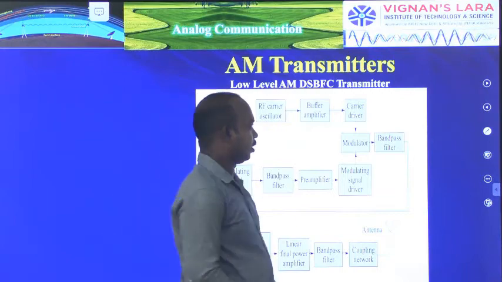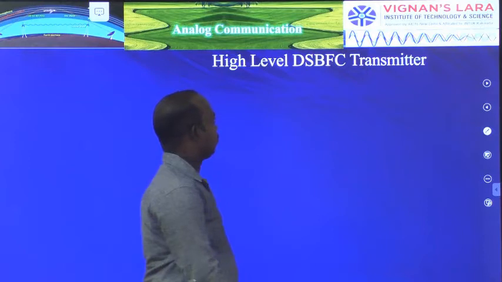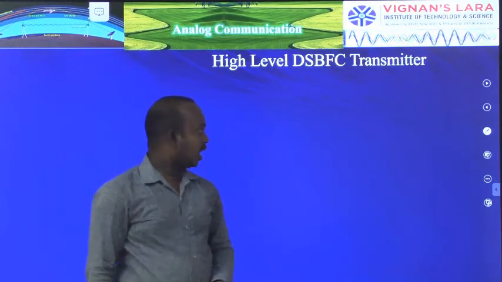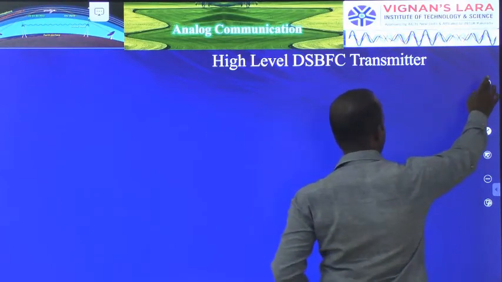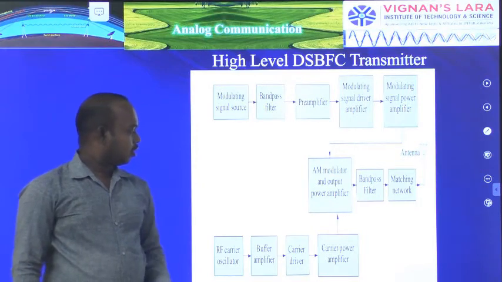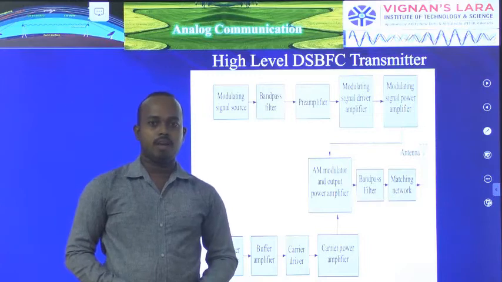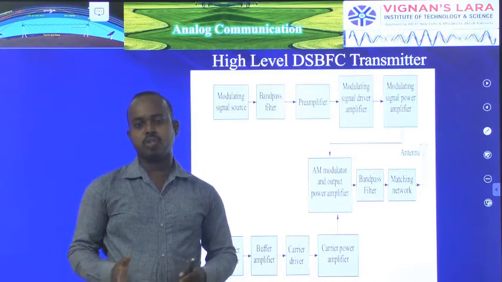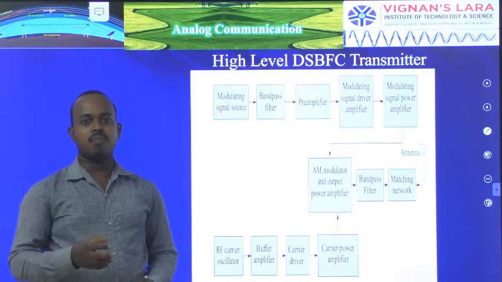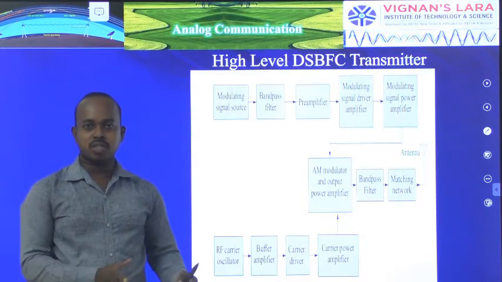Coming to the second category, this is a high level DSB FC transmitter. In a high level DSB FC transmitter, the circuit is like this. The main difference between high level and low level is that in low level we don't use any power amplifier, but in high level we mainly use power amplifiers at the ending stage. This is the only difference. The remaining blocks are as is.